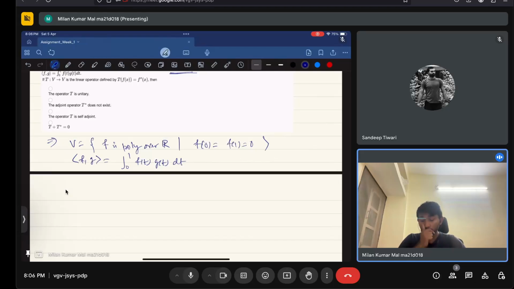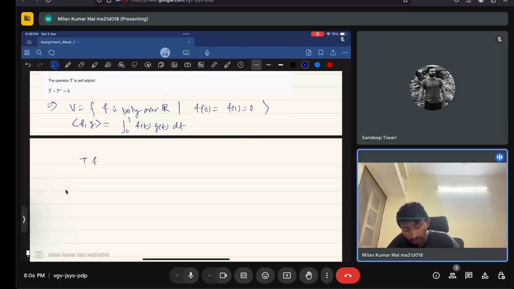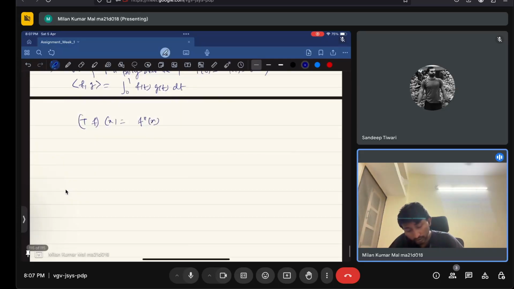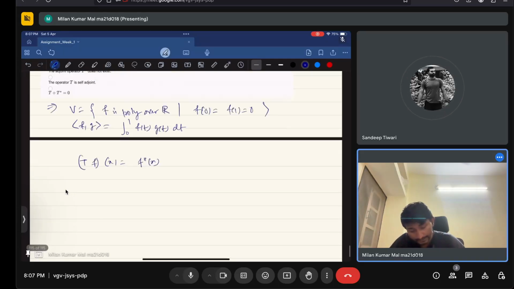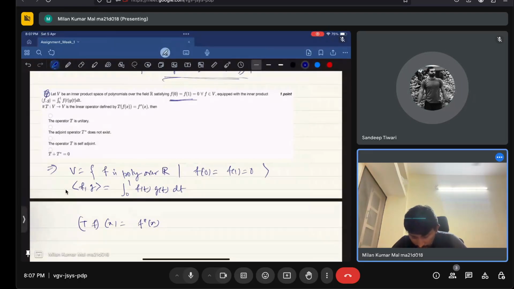Let T from V to V be the real linear operator defined by T of f(x) equals f double dash. Then the operator T is unitary. So T of f at x is equal to f double dash x. Therefore what we can say here is that the operator T is unitary. Sir, unitary and self-adjoint are the same, sir, no? Yes, sir, unitary and self-adjoint are the same.